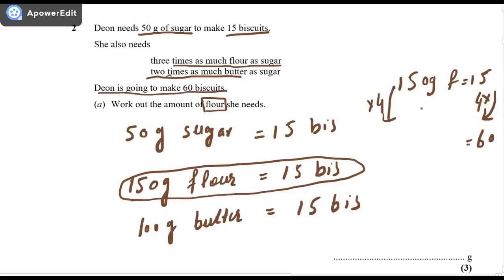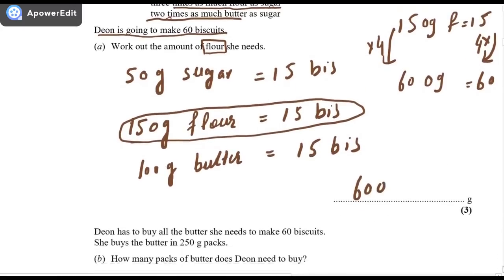I times by 4 here as well. So 150 times by 4, so 4 times 0 is going to be 0, and 15 times 4 is going to be 600. So 600 gram of flour she needs to make 60 biscuits. So I can write our answer is going to be 600 gram. Yeah, so easy peasy.